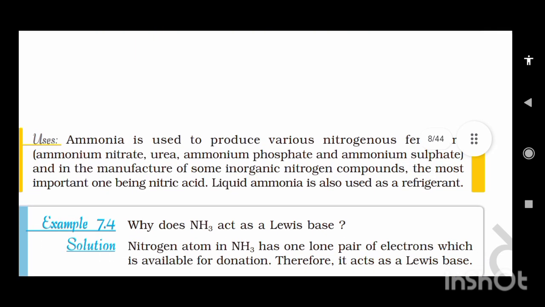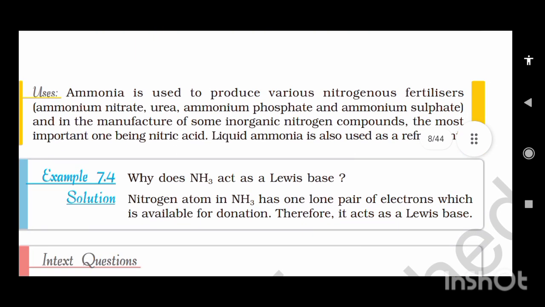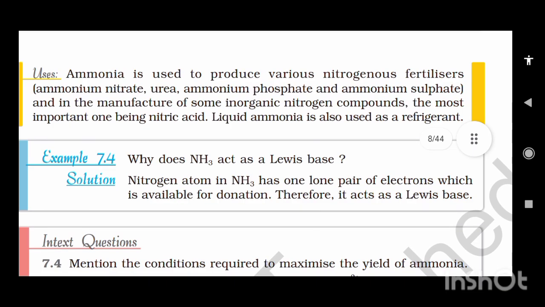Uses. Ammonia is used to produce various nitrogenous fertilizers and in the manufacture of some inorganic nitrogen compounds, the most important one being nitric acid. Liquid ammonia is also used as a refrigerant.